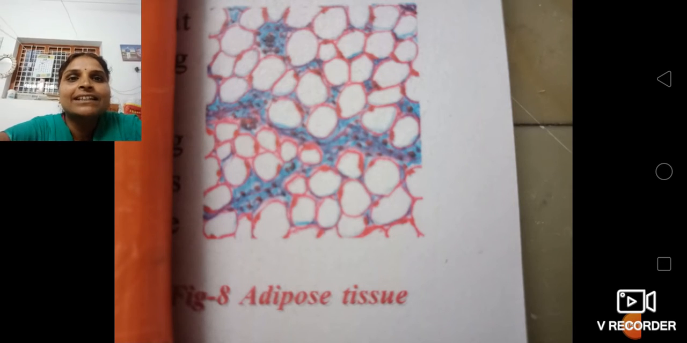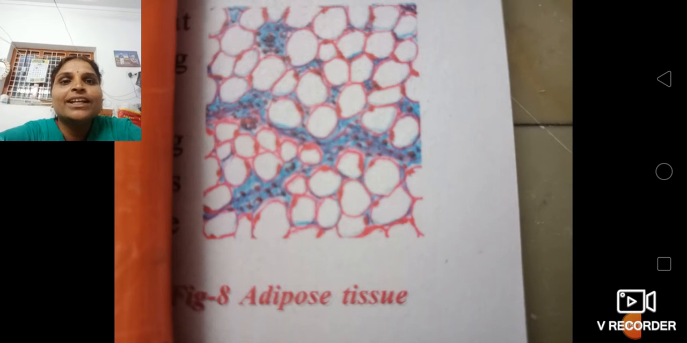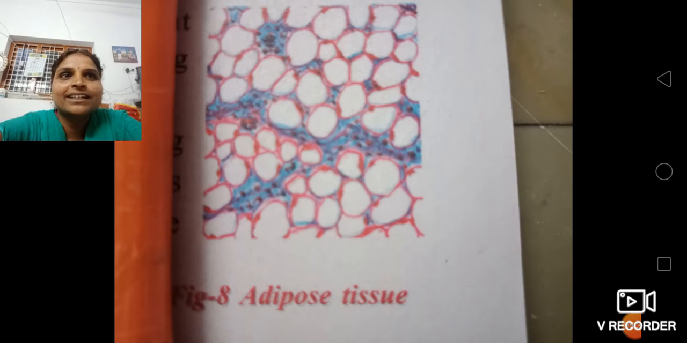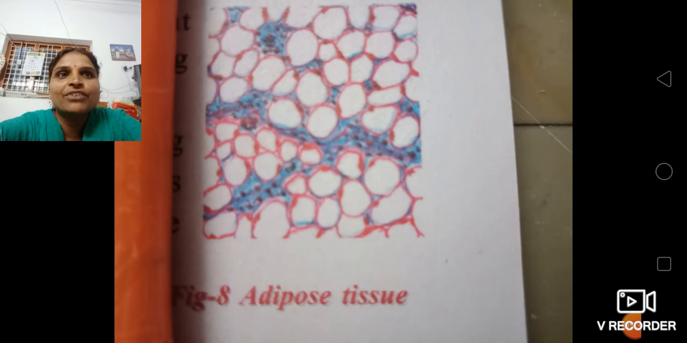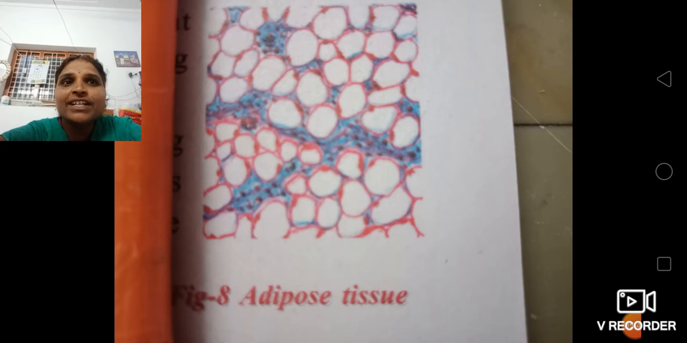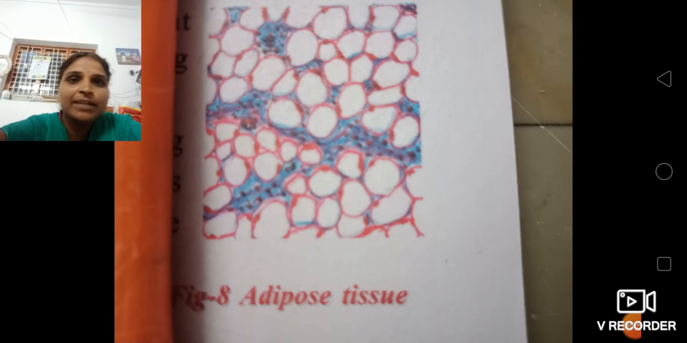The fat generates heat. In old people, the adipose tissue is damaged, so they shiver in winter more than youngsters. The cells of this tissue are filled with fat globules. Storage of fat also acts as an insulator. These are the areolar tissue and adipose tissue.